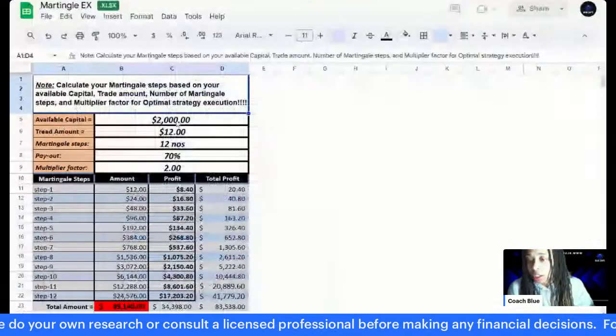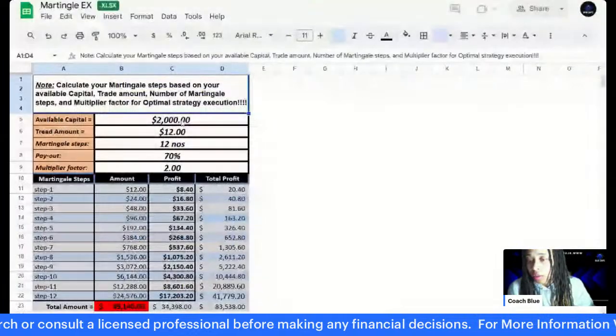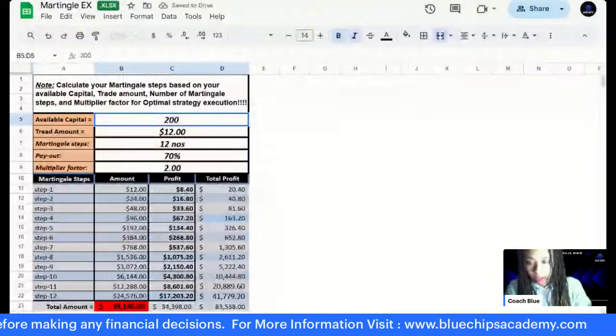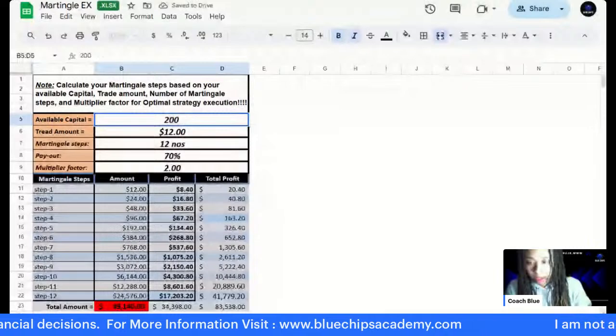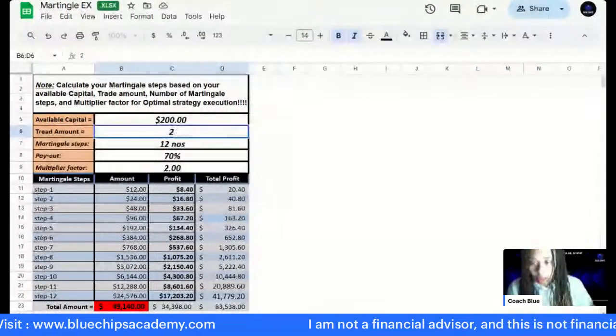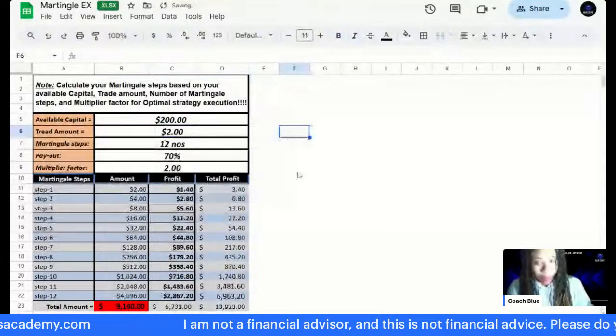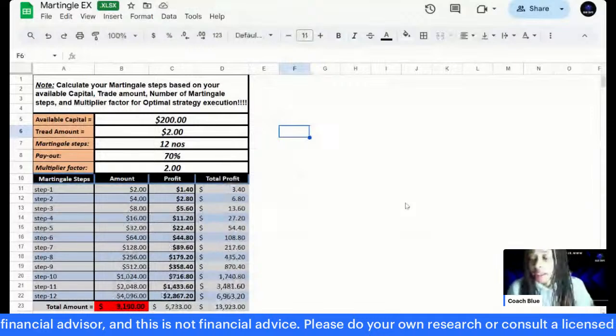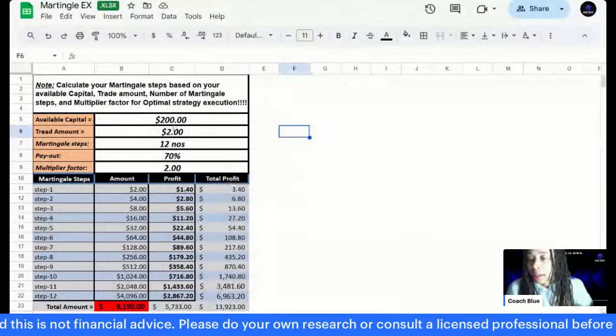Okay, so let's say you have $200 in your account. Okay, so 1% of $200 is $2, right? So you put $2 here, and everybody in the academy has this. But if you don't have this in the academy, let me know so I can make sure that I can get that to you. Okay, but here's the $2.